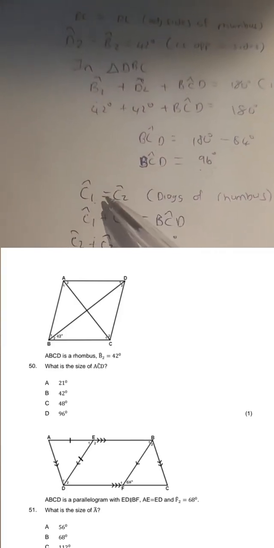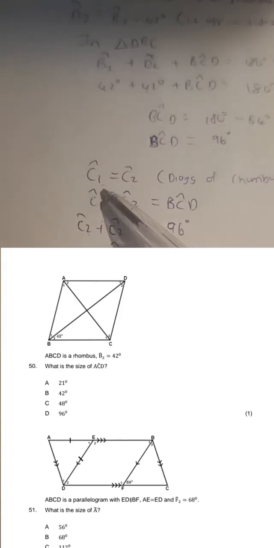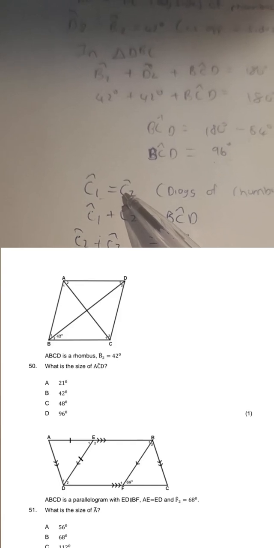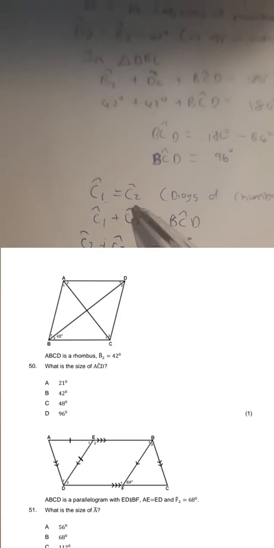I then solve. 42 plus 42 is 84. I transpose it, it becomes negative 84. 180 minus 84 gives me 96. So that's angle BCD. But what do I know about angle BCD? I know that C1 is equal to C2 for that particular entire angle. C1 is equal to C2.